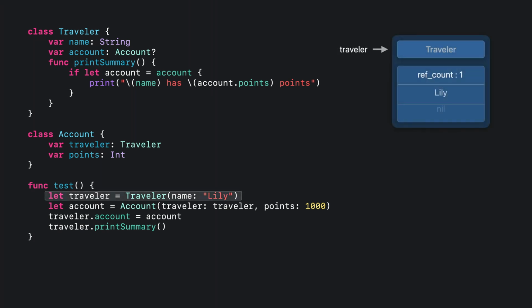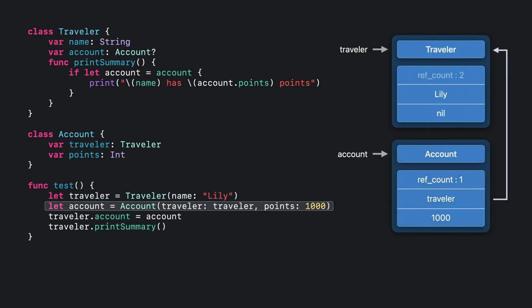First, the traveler object is created on the heap with a reference count of 1. Then, the account object is created on the heap with a reference count of 1. Since the account object refers to the traveler object, the reference count of the traveler object is incremented to 2. Now, the traveler object starts referring to the account object, so the reference count of the account object is also incremented to 2.